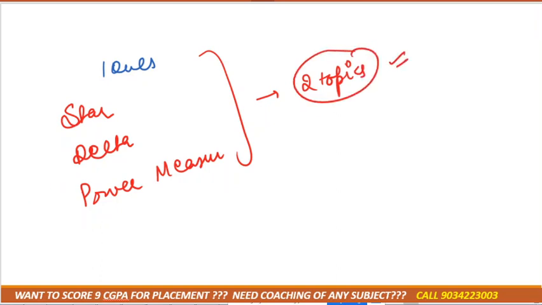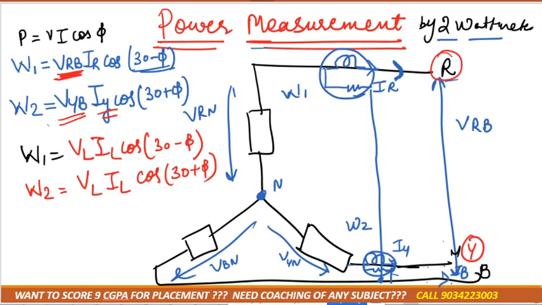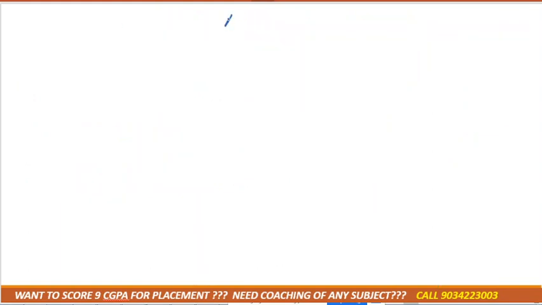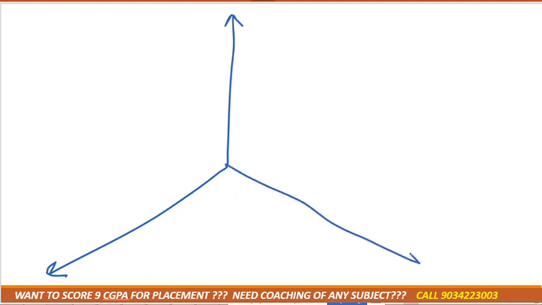Now the question is that I told you I'll tell you later how this angle comes, 30 minus 5 and 30 plus 5. That will come through the phasor diagram. Okay, let's draw the phasor diagram. We have three line currents, correct? One of the line currents is IB, another is IR, another is IY, correct?